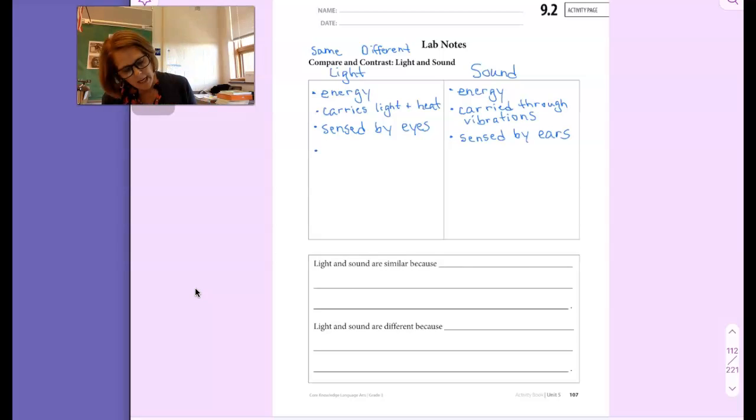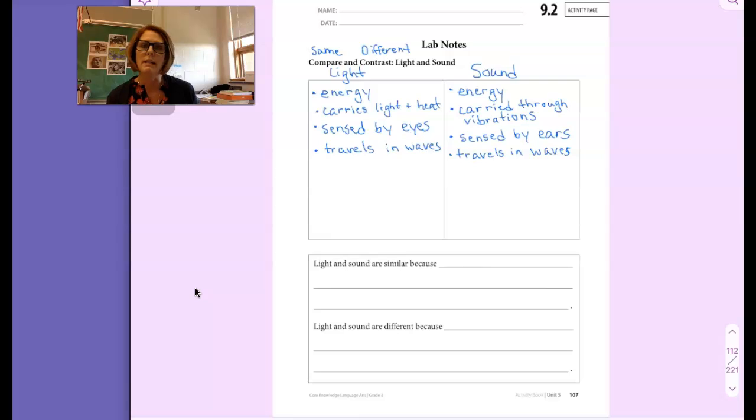The next one for light is it travels in waves. And what do you think we're going to write for sound? Sound also travels in waves. And of course, you can pause the video anytime you need to catch up or write. I probably write a little bit faster.